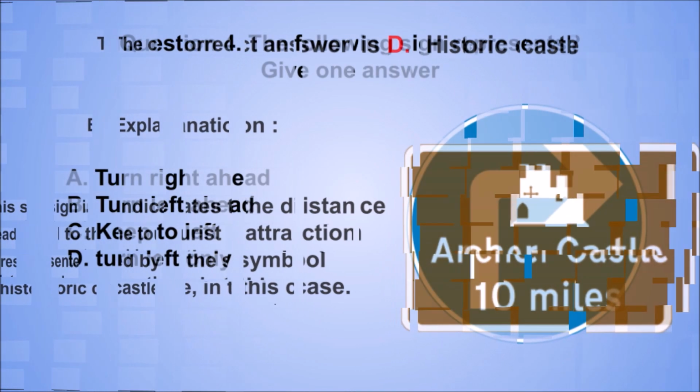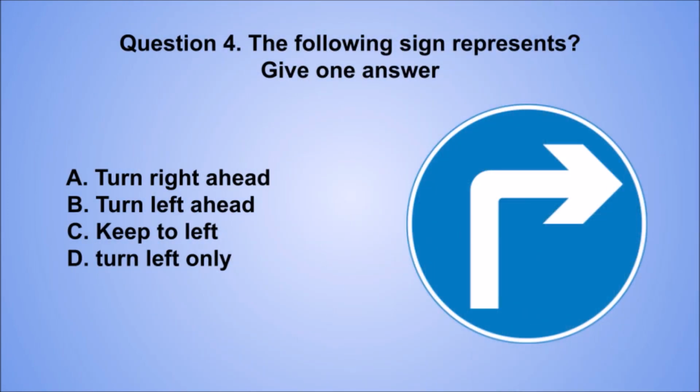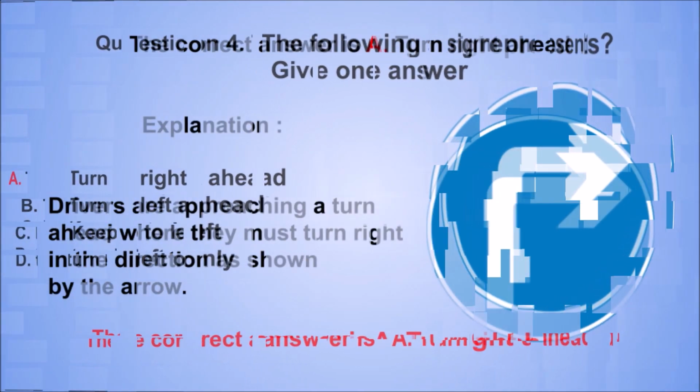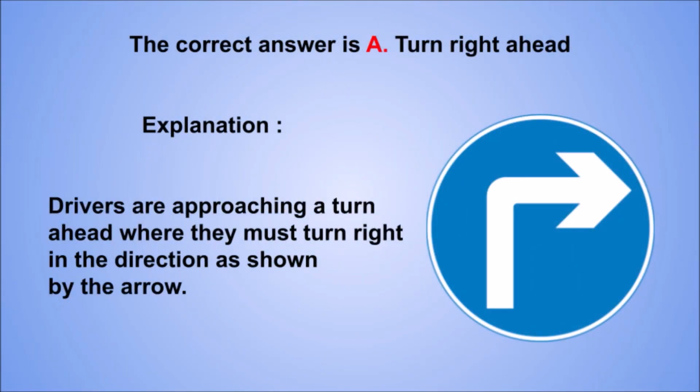case. Question 4. The following sign represents, give one answer. A. Turn right ahead. B. Turn left ahead. C. Keep to left. D. Turn left only. The correct answer is A, turn right ahead. Explanation. Drivers are approaching a turn ahead, where they must turn right in the direction shown by the arrow.